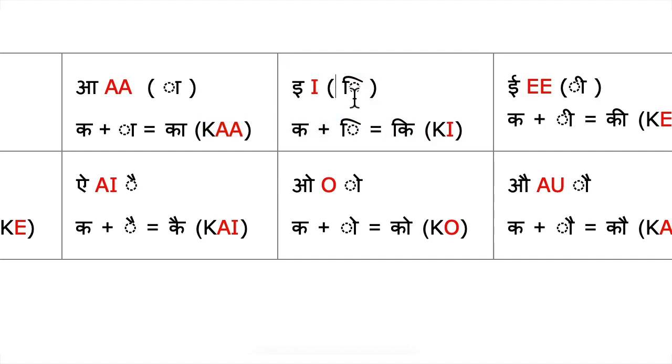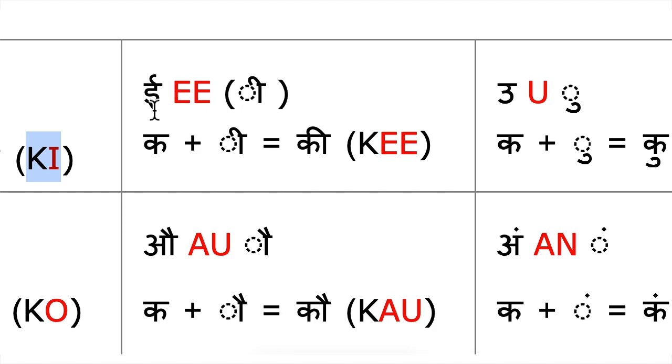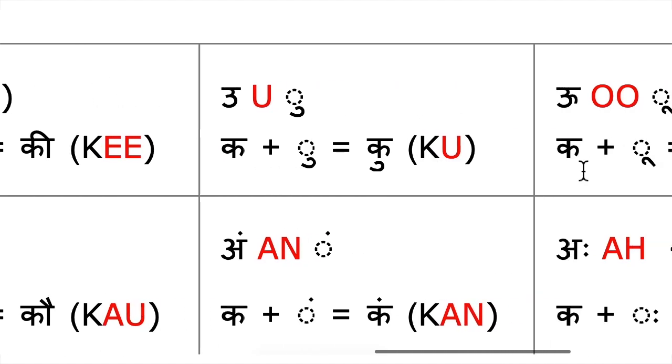E, choti e, its matra looks like this, and ka plus e matra becomes like this, ki. Badi e, big e matra looks like this, and ka plus e is ki. I have just added this e matra after the ka, then it becomes ki in the pronunciation. Okay, I think you understand what I'm trying to tell you.